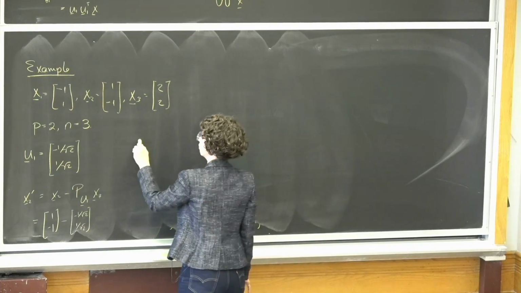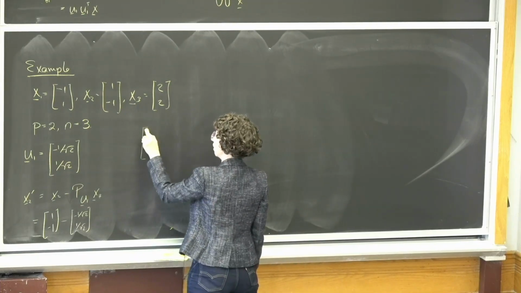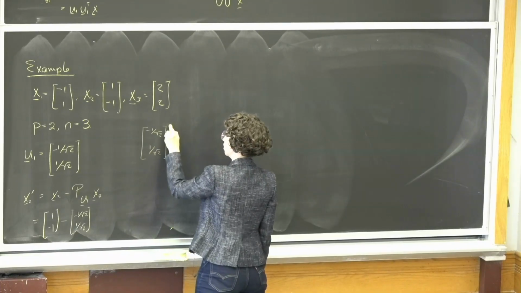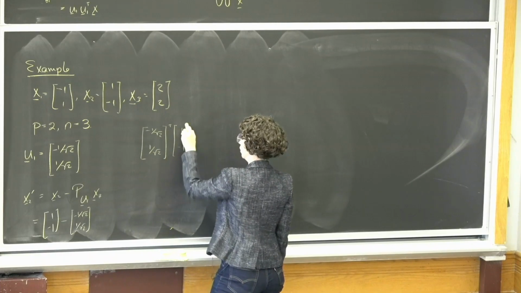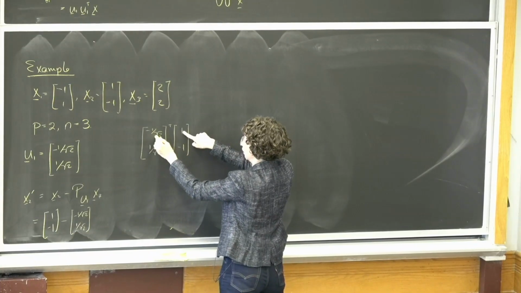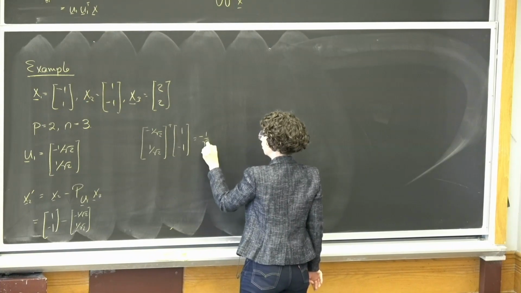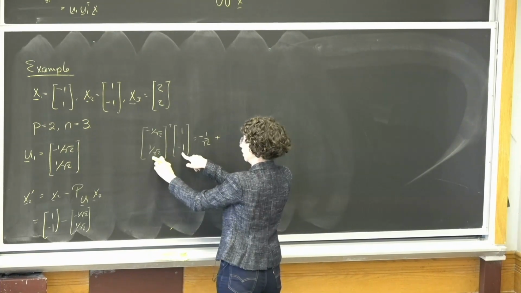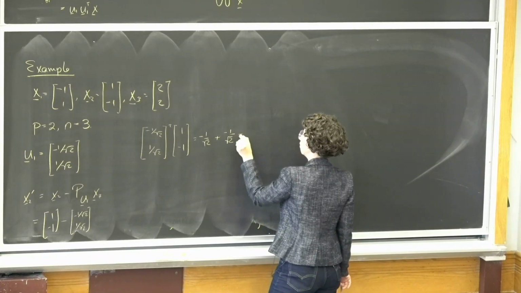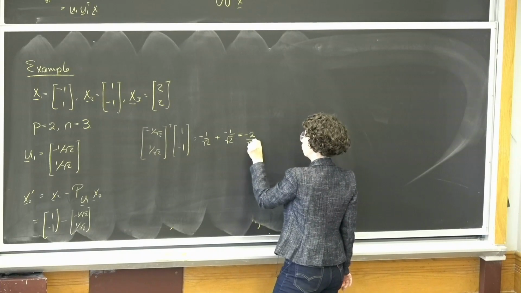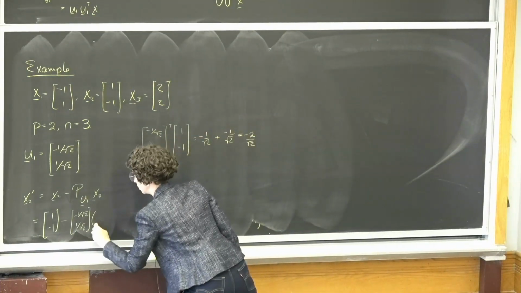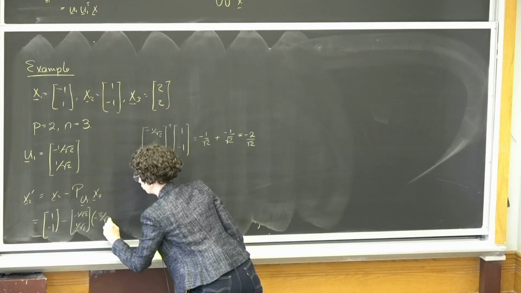Okay, so let's just do this carefully. So we've got negative 1 over root 2 times 1 over root 2. This is u1 transpose times 1, negative 1. So to do this, we're going to take the first entries and multiply them together. So we get negative 1 over root 2. And then we're going to add that to the product of the second entries, which is negative 1 over root 2. So then we're going to get negative 2 over root 2. Yes? Okay. So then we get negative 2 over root 2.